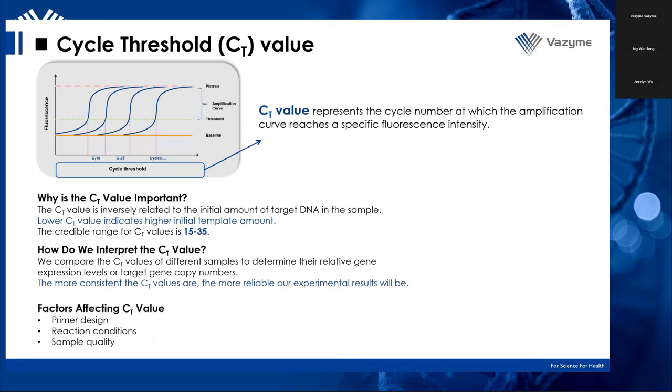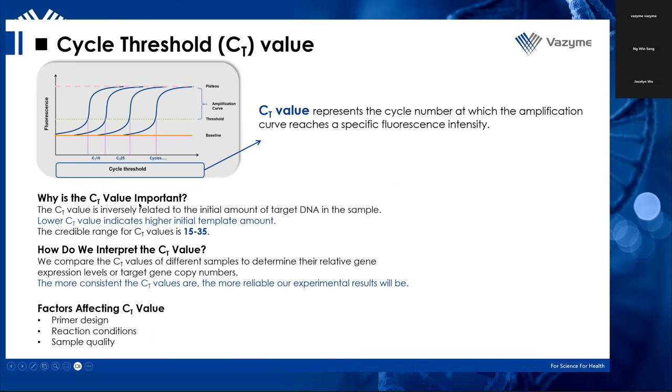As I mentioned just now, the CT value represents the cycle number at which the amplification curve reaches a specific fluorescent intensity. So this is the fluorescent intensity. Let's say the CT is 10, it means at this point, we know that it had reached this intensity. So the signal is high enough at this CT value.